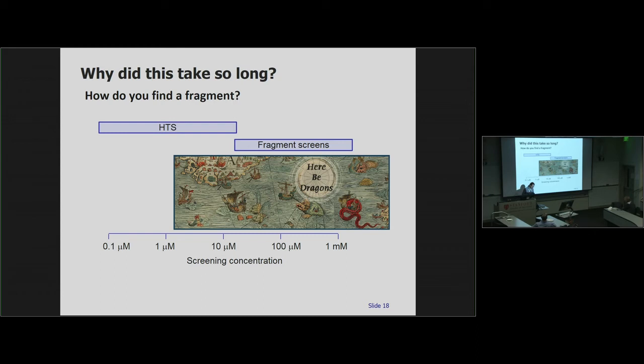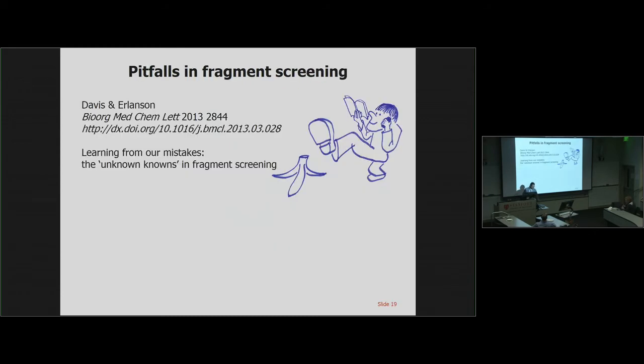And some of these, I'm going to talk about some of the issues that can occur both in fragment screening as well as in high throughput screening. Some of these are actually covered in a review that I co-authored with Ben Davis a few years back. This is actually kind of a fun review. It's open access, so you can get to it even if you're not on Stanford.